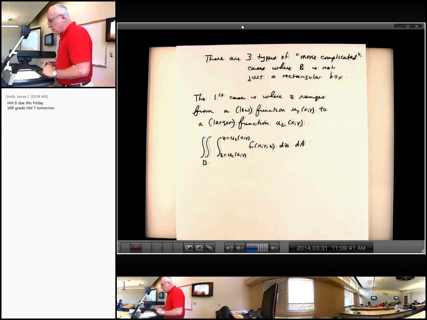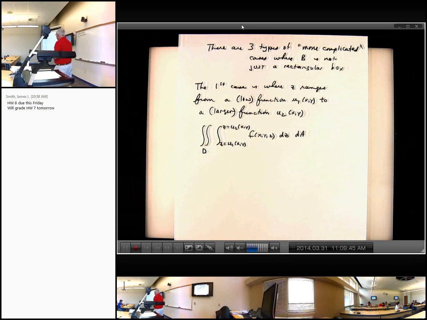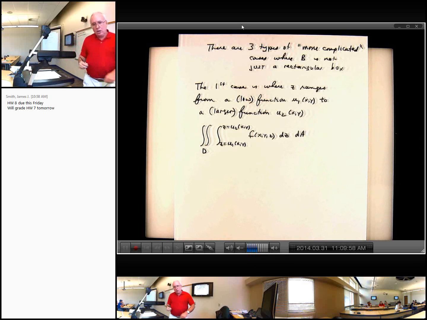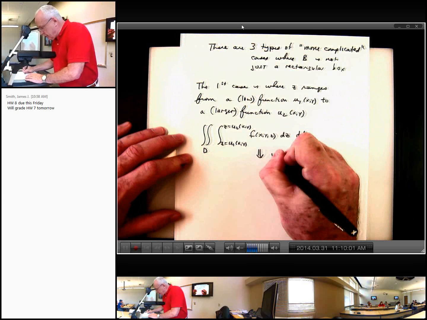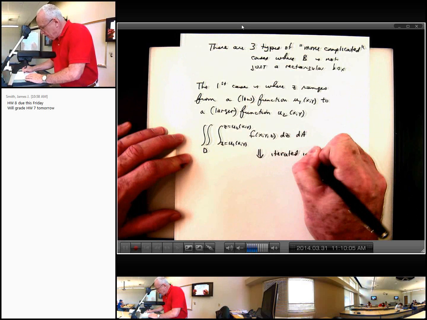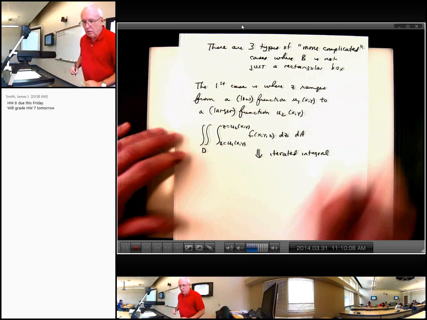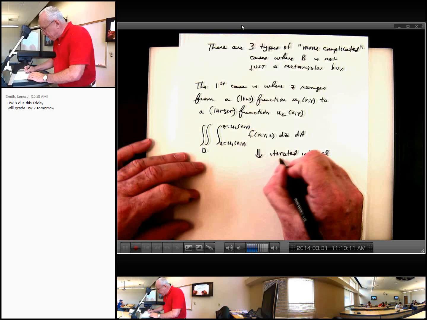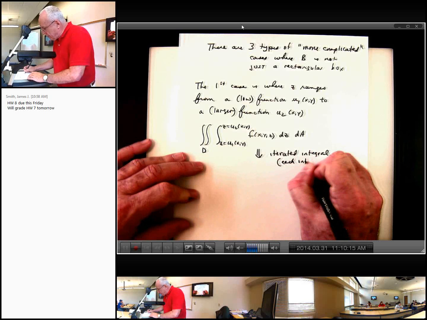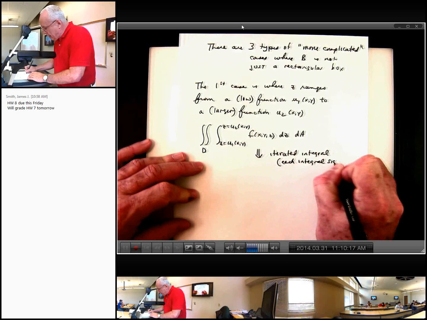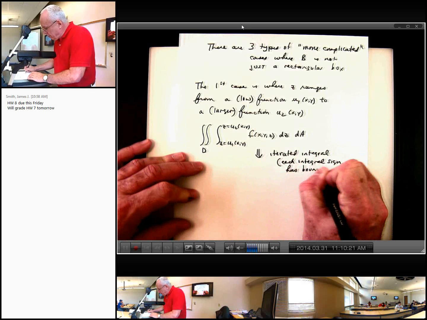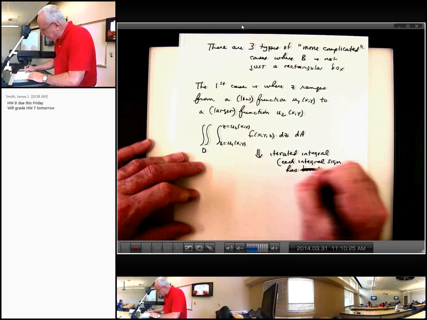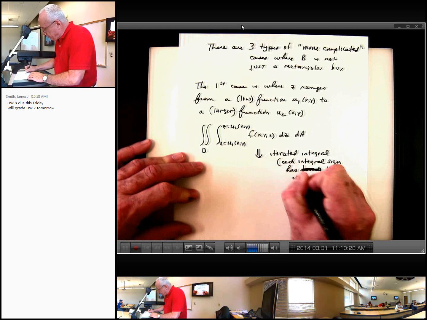So how do we figure this thing out? What we have to do is transform this into an iterated integral, where each one of the integral signs has some bounds of integration. So we have to convert this into an iterated integral, and that just means that each integral sign has limits of integration.